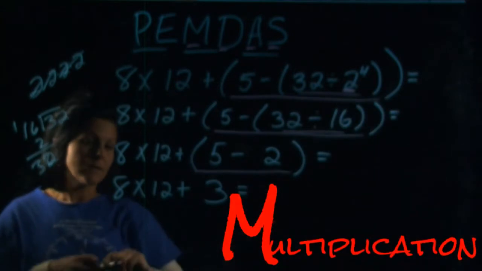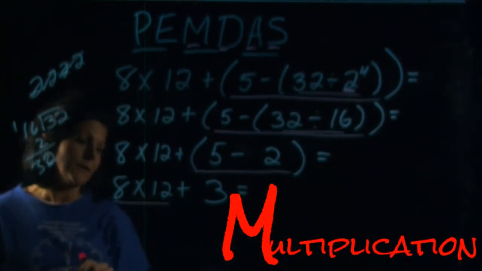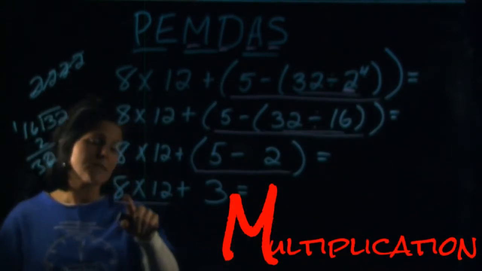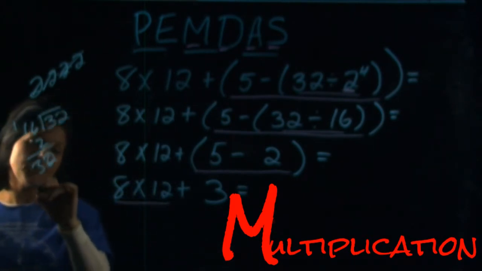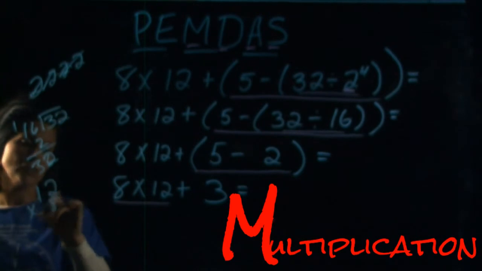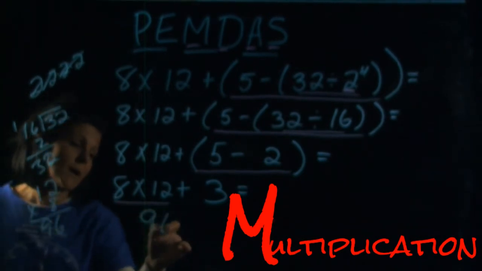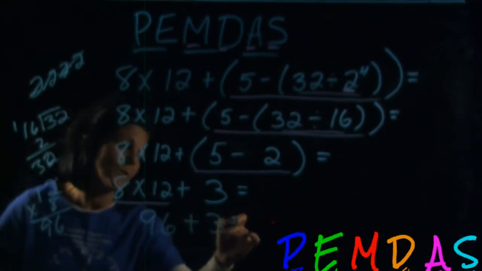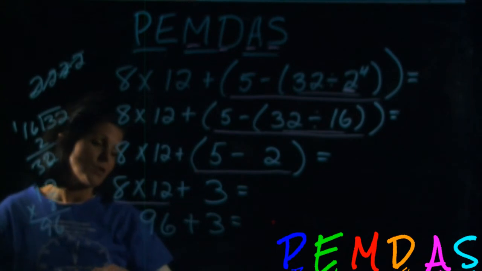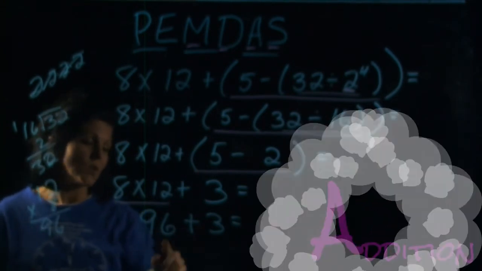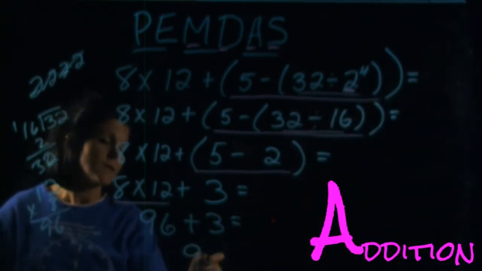Multiplication, yes, I have it, so I'm going to underline it. I'm now going to do this out. 8 times 12. I'm going to look over here to make sure I do my math, unless you know it, and 8 times 12 is actually 96. So 96 plus 3 equals. Once I'm done, I notice I only have one operation left, so you can just go ahead and solve it. 96 plus 3 is 99.